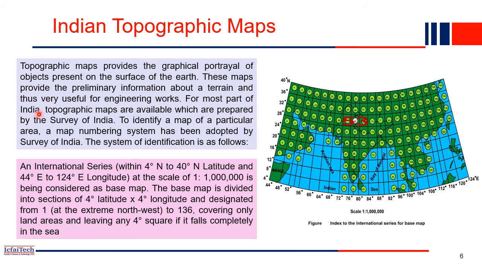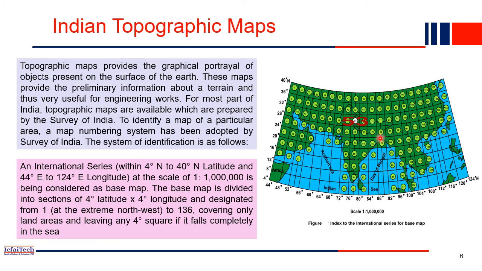For most parts of India, topography maps are available, prepared by the Survey of India. As I mentioned, the Survey of India is the regulatory body for India. They are responsible for preparing these topographic maps of the entire Indian region. To identify a map of a particular area, a map numbering system has been adopted by the Survey of India.